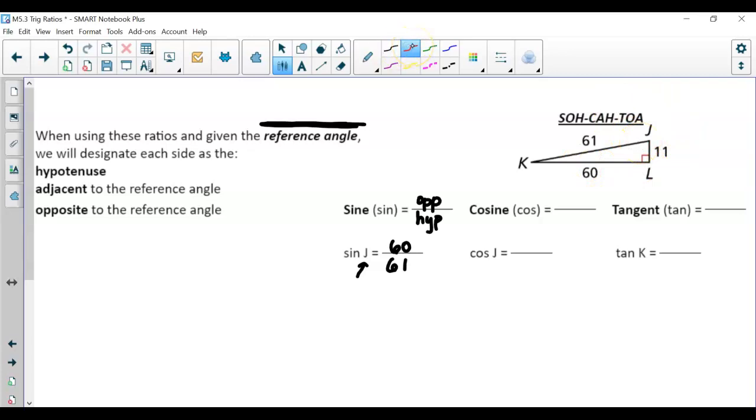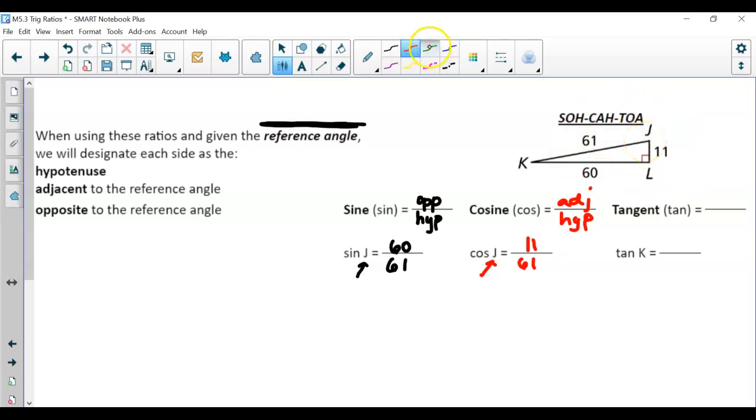Then cosine is the adjacent over the hypotenuse. That is our ratio, adjacent to hypotenuse. So again, if I want to know cosine of J, J is our reference, but now adjacent to the reference angle is right next to it. So what's connected? 11. So it's 11 over, what is the hypotenuse? Again, 61. So notice our ratios here, going back to that idea of the proportion similarity.